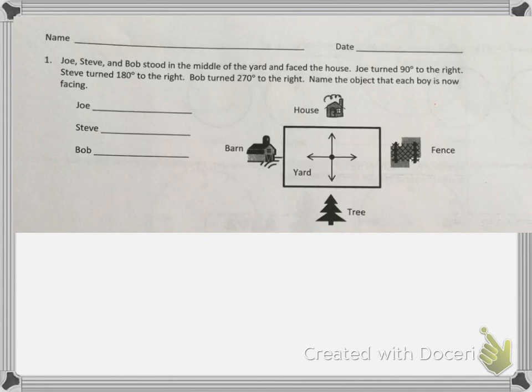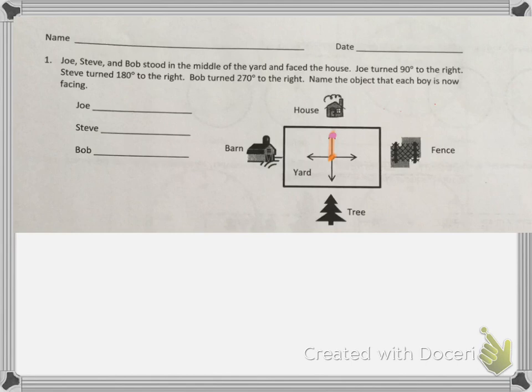Problem set number 1. We've got Joe, Steve, and Bob, and they're standing in the middle of their yard. All right, and they're facing the house. So that tells me that they're standing here in the middle and they're looking at the house. Okay? Joe turned 90 degrees to the right. So we're going to start with Joe. If Joe is looking at the house, I'm going to put my finger on the arrow that starts at the house. So I'm going to put my finger right here.